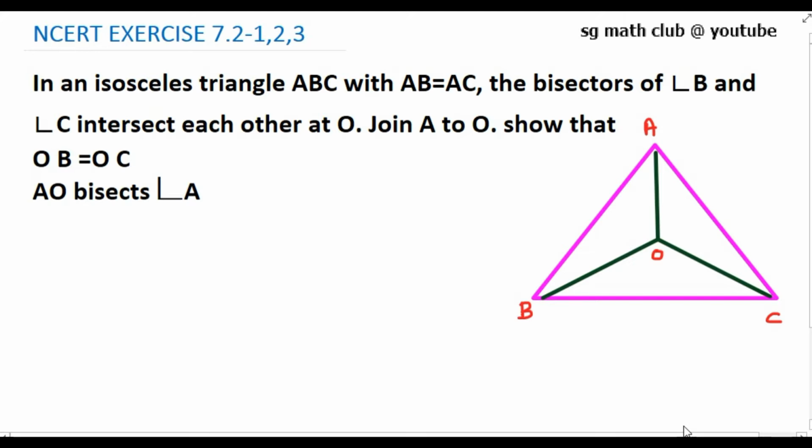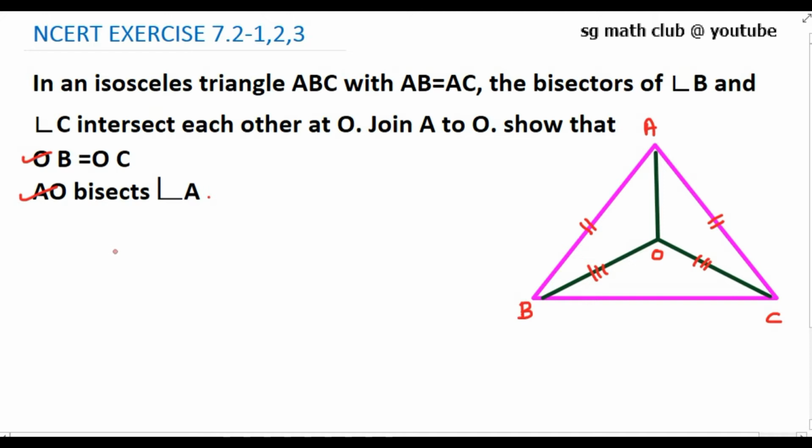So the first question is: in an isosceles triangle ABC with AB equal to AC, two sides of the isosceles triangle will be equal. The bisectors of angle B and angle C intersect at O, and you have to join A to O. We need to show OB equal to OC, that is the first question, and AO bisects angle A. So these two things we need to prove.